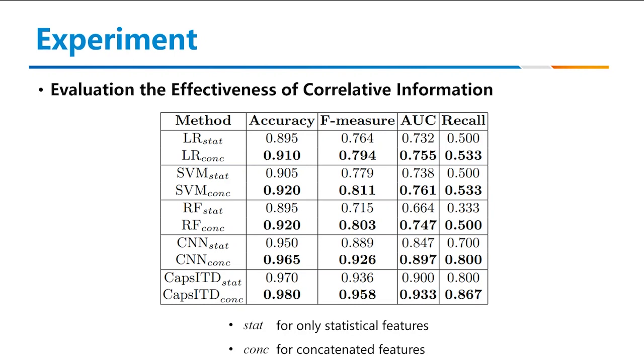Especially, CapsITD with concatenated features outperforms CapsITD with only statistical features in terms of 1% accuracy, 2.2% F-measure, 3.3% AUC, and 6.7% recall. In general, correlative information can further improve the performance of detecting malicious insiders.